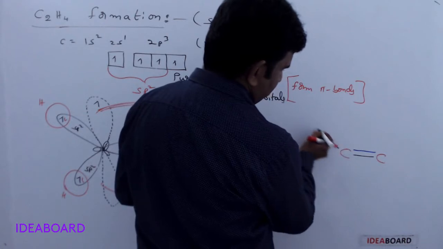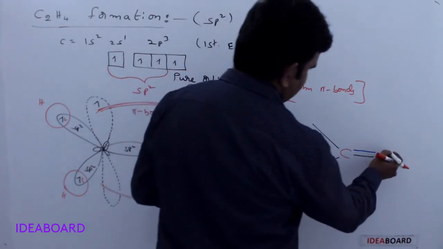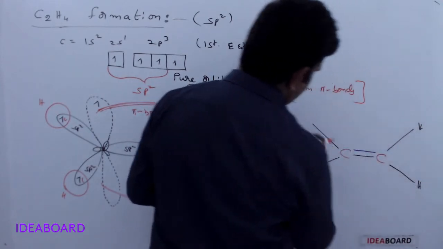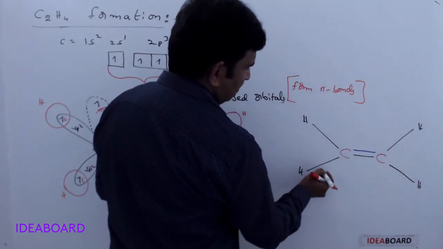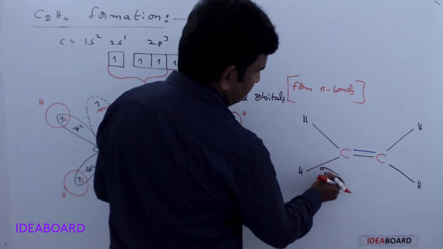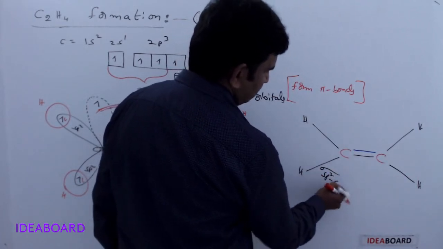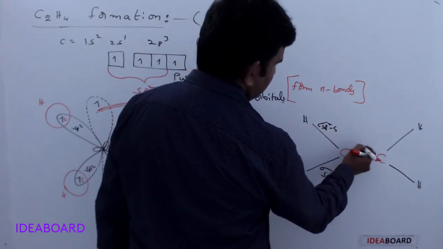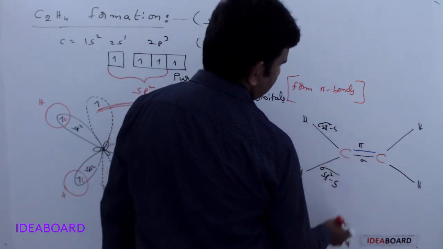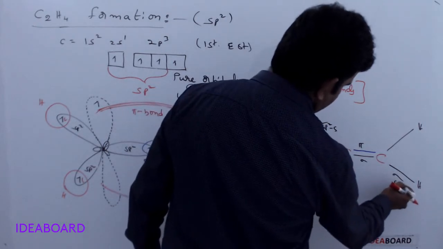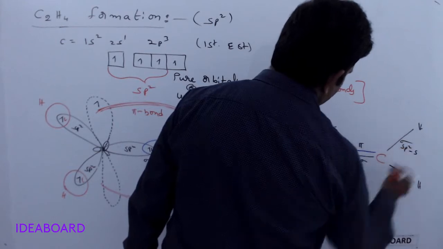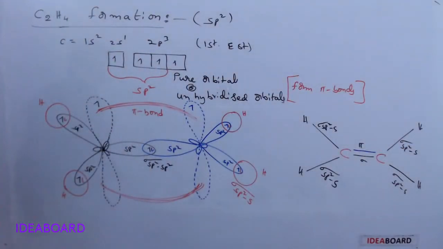Here I am writing, this is 1, this is 2, this is 3, and this is 4. So what type of bonds are these 4? Yes, they are sigma sp2s bonds. Here it is also a sigma sp2s bond. This is a pi bond, this is a sigma bond. Here it is a sigma sp2s bond. It is also a sigma sp2s bond. Okay, this is the C2H4 formation.